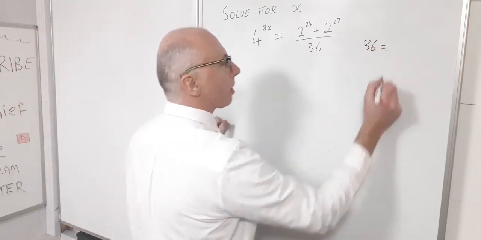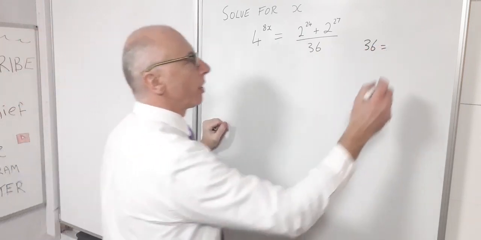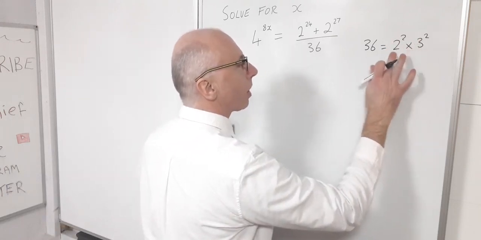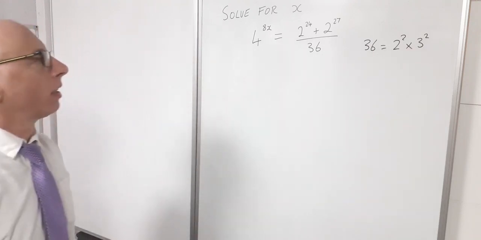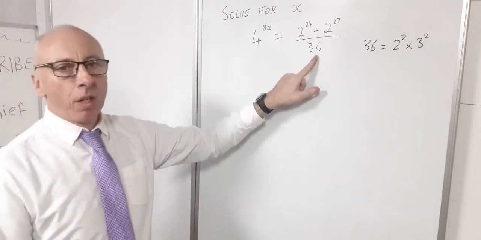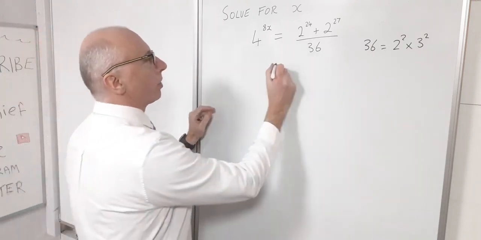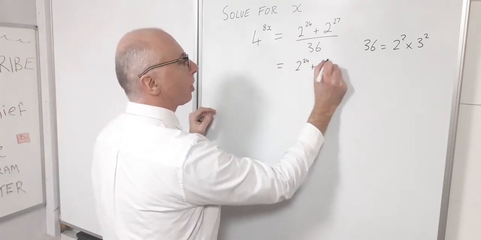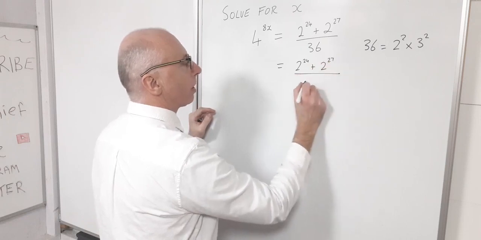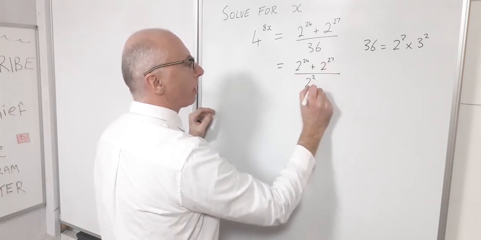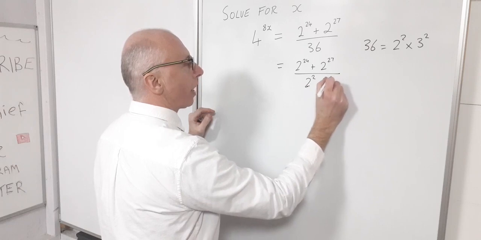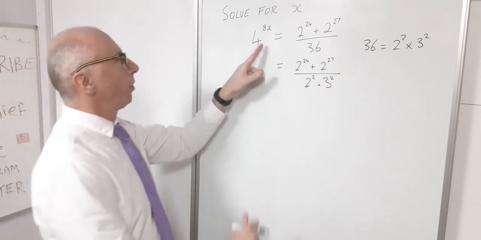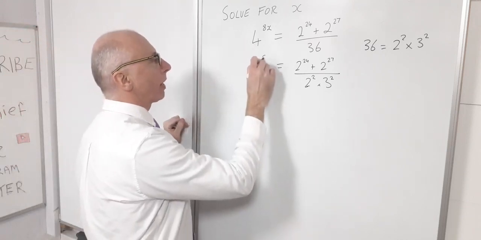So 36 in its prime factorisation, that is 2 squared times 3 squared. So 9 times 4 is 36. So we could rewrite our denominator in that kind of fashion. So now we've got 2 to the 24 plus 2 to the 27 divided by 2 squared times 3 squared. Okay, now 4 to the 8x, just write that back in there.